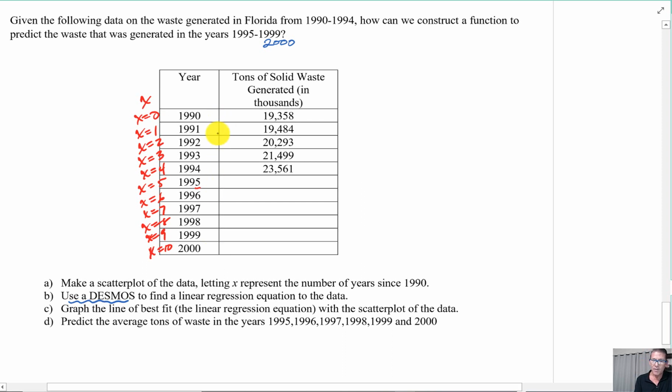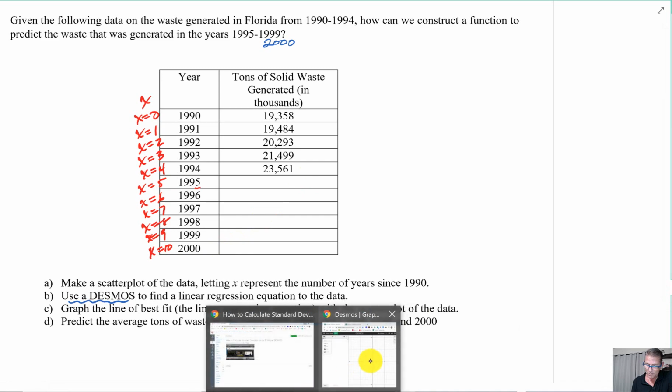Okay, so we're not going to enter a 4-digit year. We're going to enter these values here for the year, and then we're going to enter these 5-digit numbers for the total, the tons of solid waste generated in thousands. Whew. Okay, and then we're going to predict that for 1995, because I don't have 1995 data, nor do I have any data up until the year 2000.